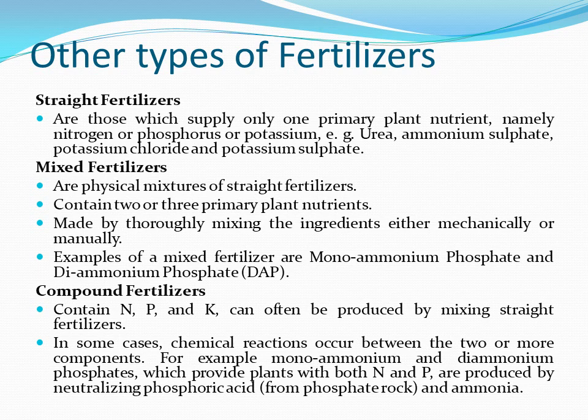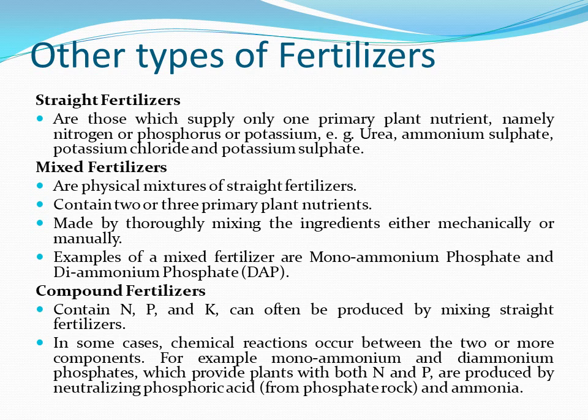Now, mixed fertilizers. Mixed fertilizers are mixtures of straight fertilizers. They contain 2 or 3 primary plant nutrients. And how are they prepared? They are made by thoroughly mixing the ingredients, either mechanically or manually. Now, examples of mixed fertilizers are monoammonium phosphate and diammonium phosphate.